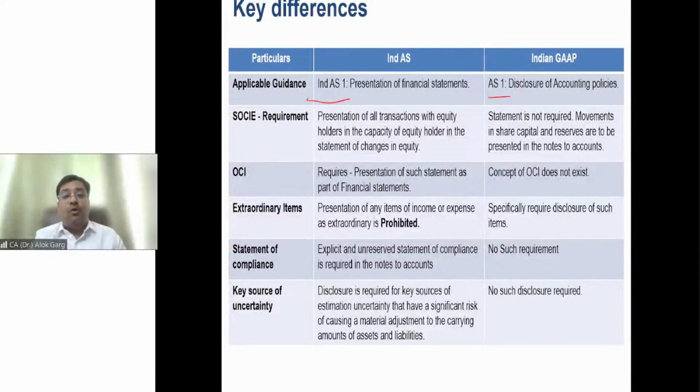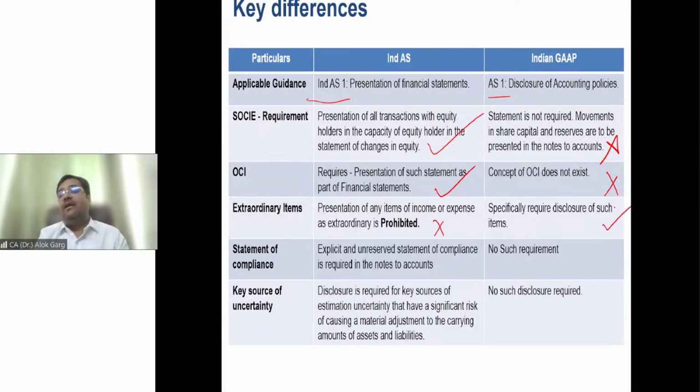AS 1 was a very small AS. It was only talking about disclosure of accounting policies. But Ind AS 1 is a complete presentation of financial statements. The requirement of SOCI is there in Ind AS. It was not there in IGAAP. In IGAAP, the movement in capital and reserves was shown in the notes to accounts, right? But now it is a complete component. Okay. OCI, the requirement is there in Ind AS, but this requirement was not there in IGAAP.